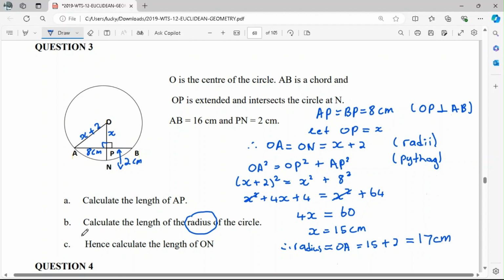Okay, C says, hence, calculate the length of ON. In this case, it doesn't really stand. This question wouldn't really stand because to solve for the radius, you had to make a judgment of ON. So ON is also the same as OA. ON is OA, which is 17 centimeters, and that's because they're both radii. Okay, there we go.